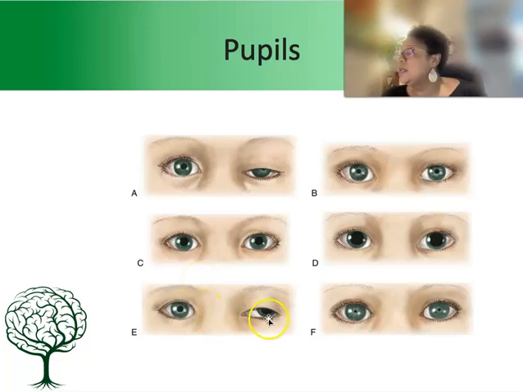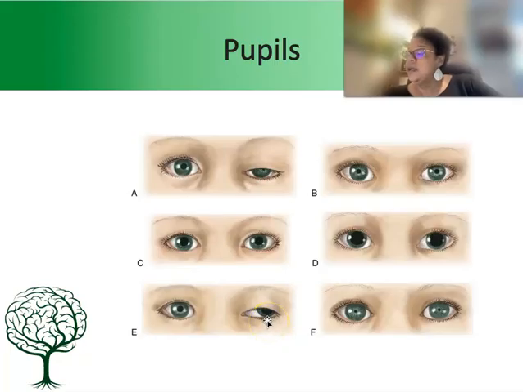So look at this one. Look how big this one is and look how small this one is. I haven't even checked reactivity to light yet, and so we already know that this pupil is, I would say, almost blown.